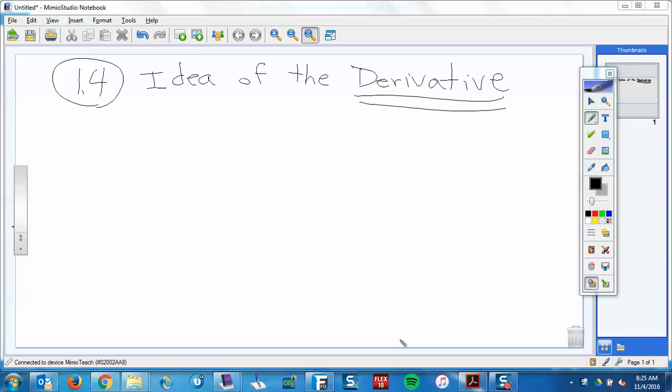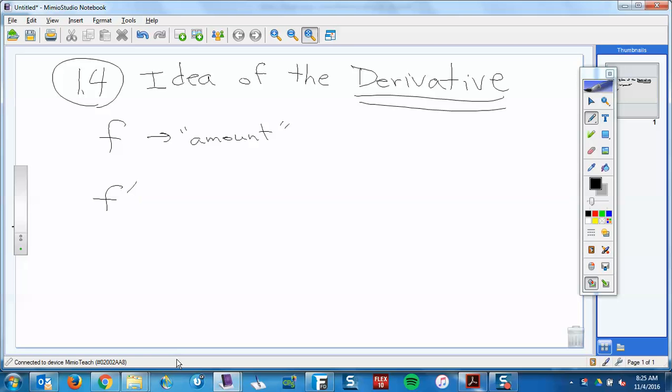Various subtleties and puzzles will arise along the way, but the basic idea is simple. For a given function f, which we're going to think of as our amount, the derivative, which we're going to denote with this notation right here, we read as f prime. That little slash above the f, that is f prime is what we say when we see that. Okay, f prime.